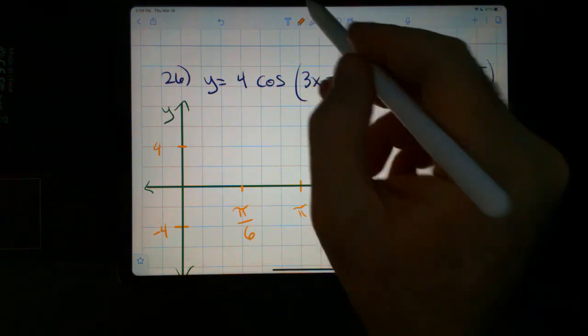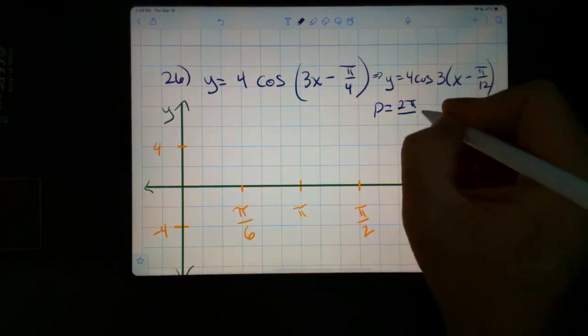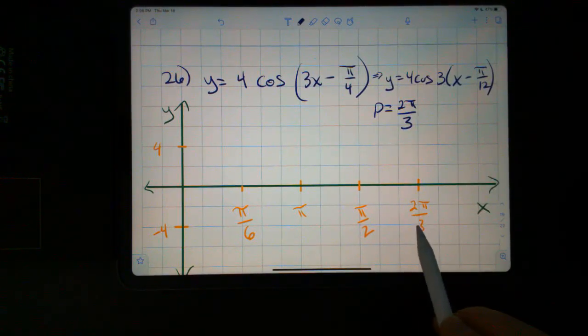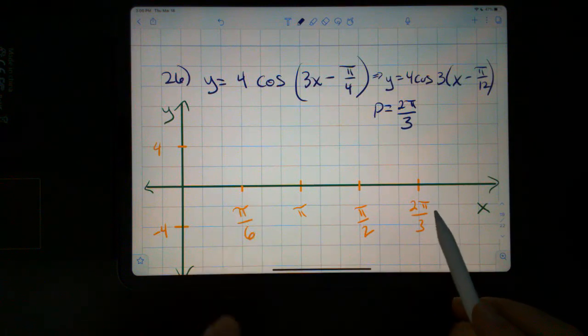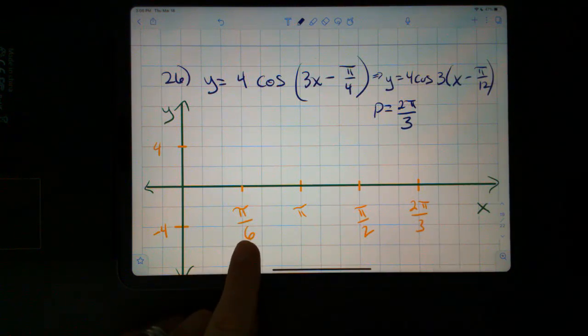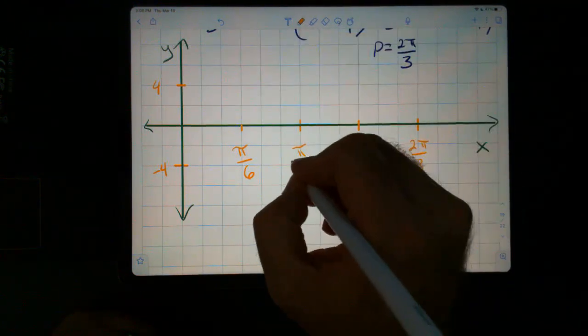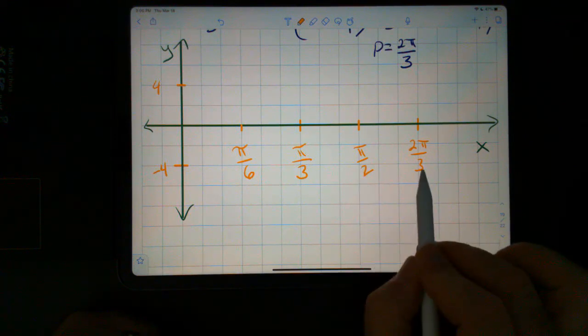Let's take a look at our period. So the period is 2 pi over b, and in this case, my b is a 3. 2 pi over 3, multiply this by 1 over 4 to get your intervals for these tick marks. So we have 1 pi over 6. Then we have 2 pi over 6, 3 pi over 6, and 4 pi over 6.